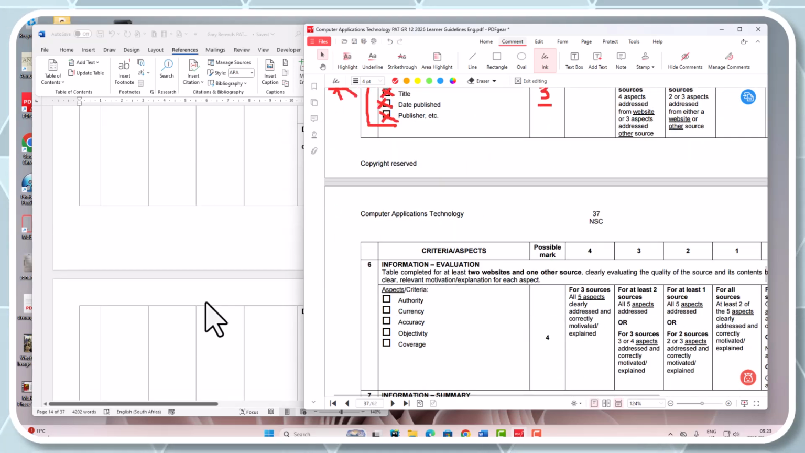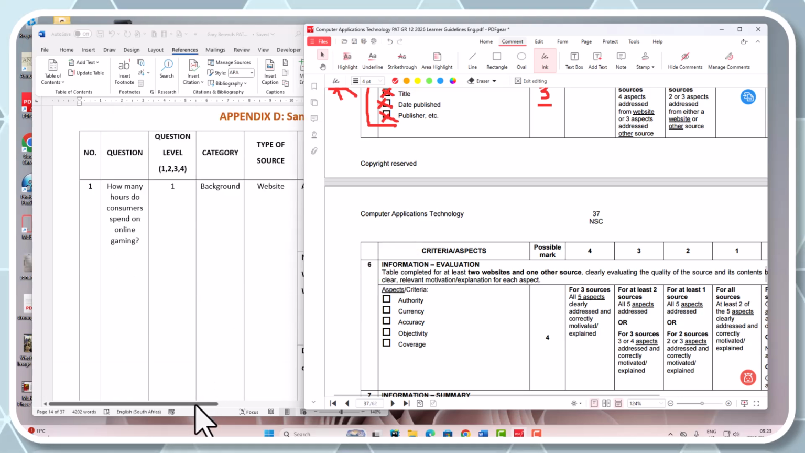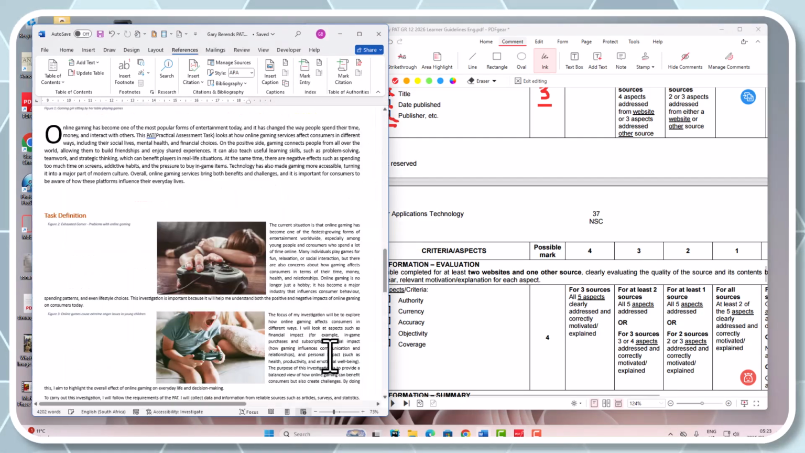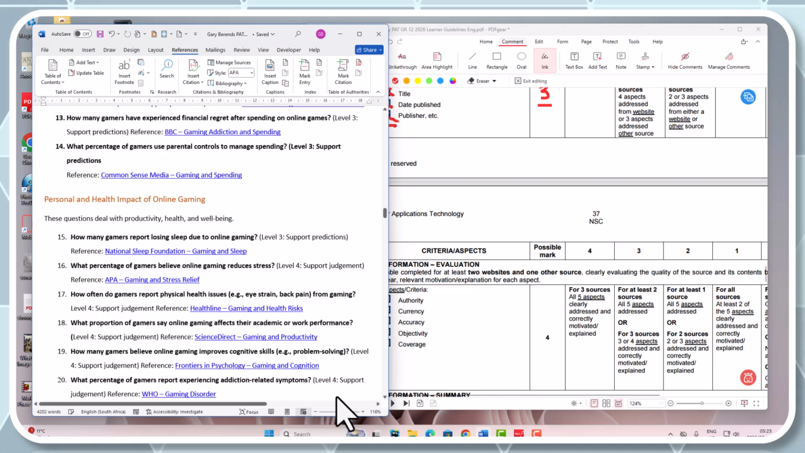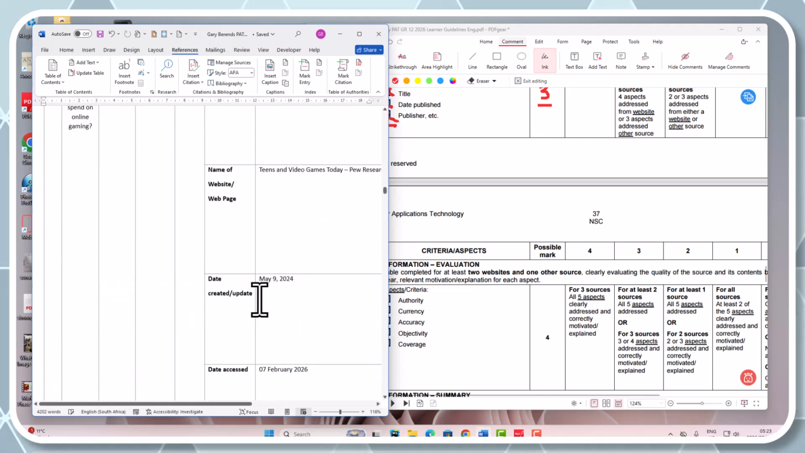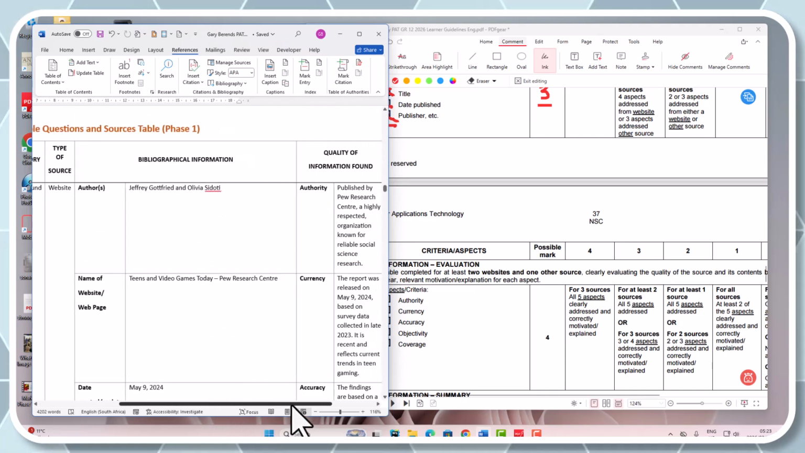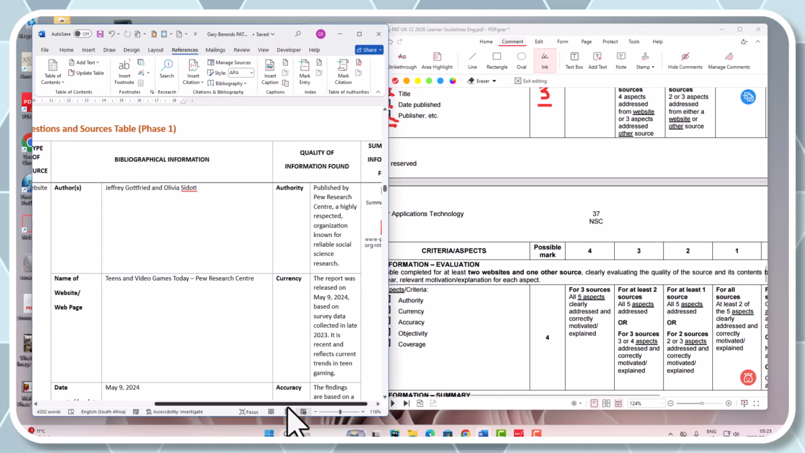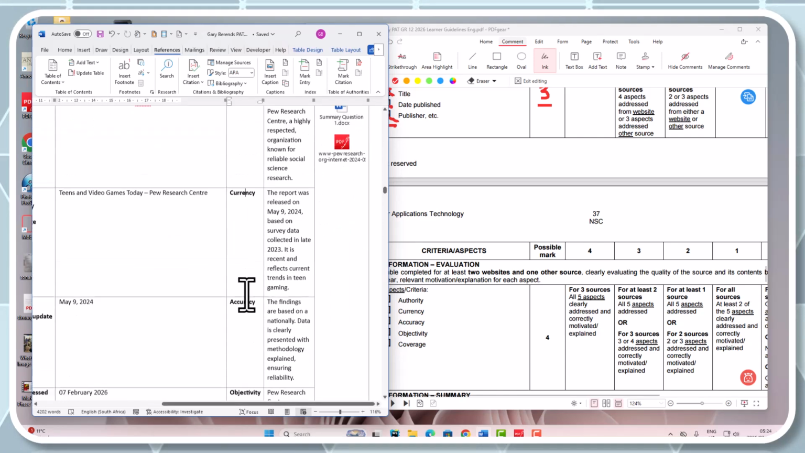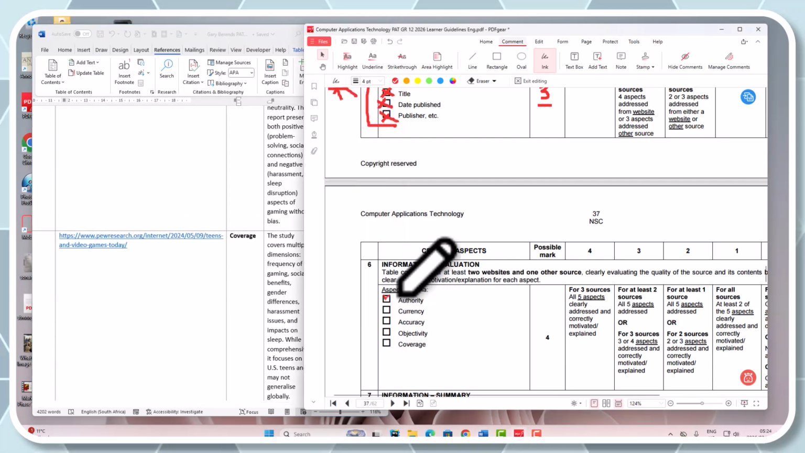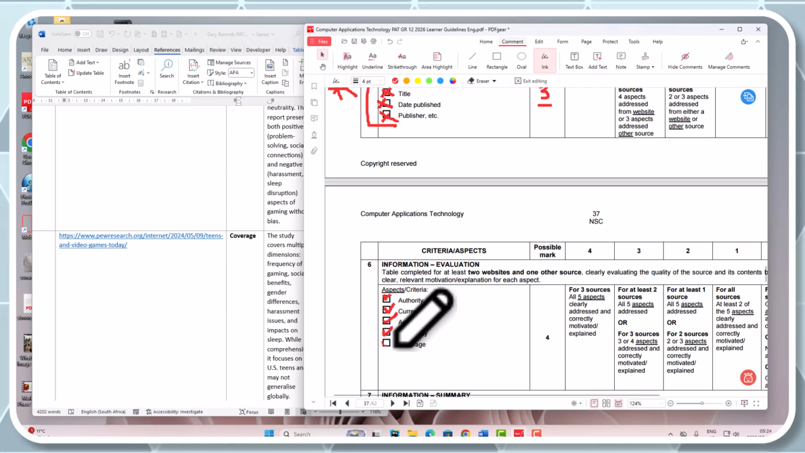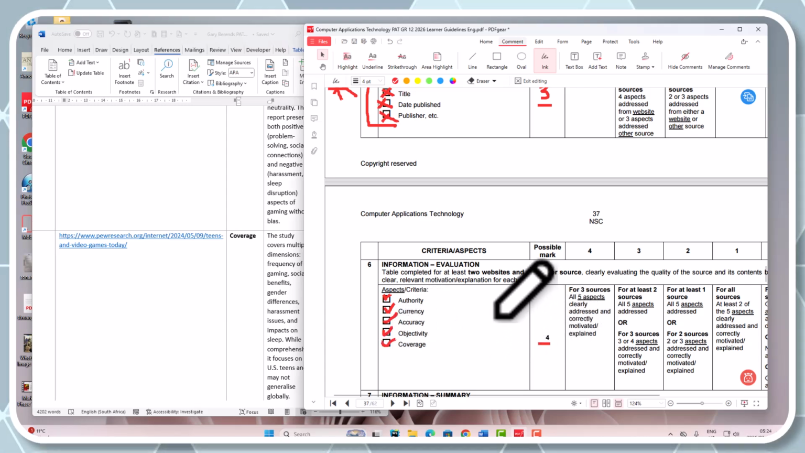Right, here's our table still. Have we got authority, coverage, and there it is there. Oops, sorry about that. Let's just zoom up a little bit here. Right, guys, sorry, I double-clicked that. Here it is. Right, we've got authority. We've got currency, we've got accuracy and objectivity and coverage. Yes, so that's good. I can give myself those marks. And there is my 4 marks there. Happy with that. All 5 aspects are clearly addressed.